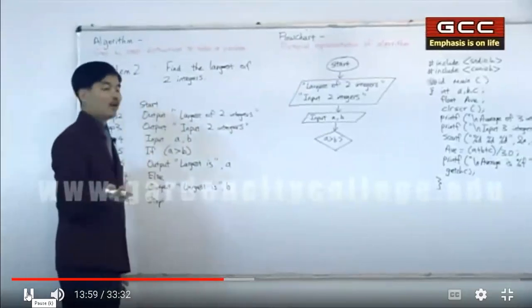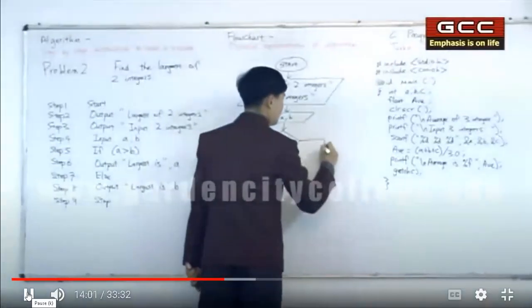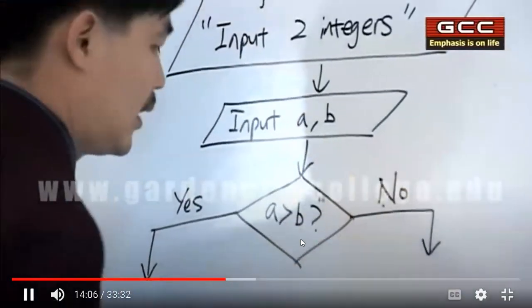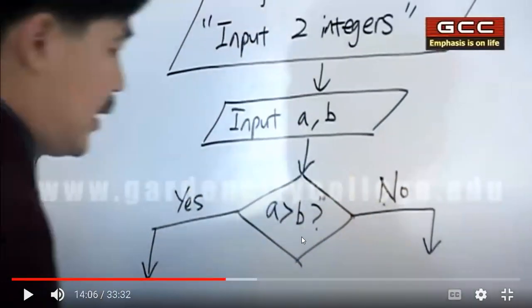Either yes or no. Either it is true or it's false. So imagine, in this case, suppose A was greater than B. Which direction would it take, the yes or the no? If A is greater than B, it's going to take yes. All right. Suppose A was 2 and B was 1. Which direction would it take?